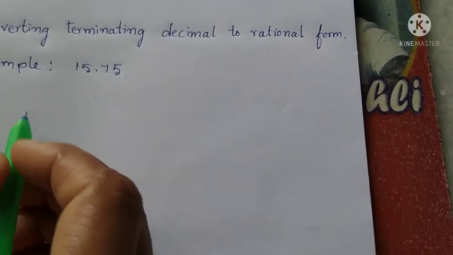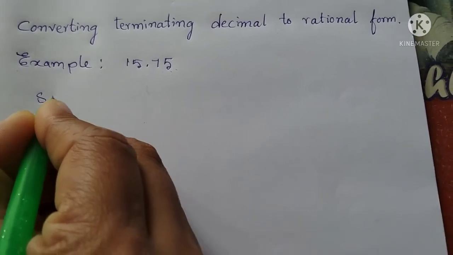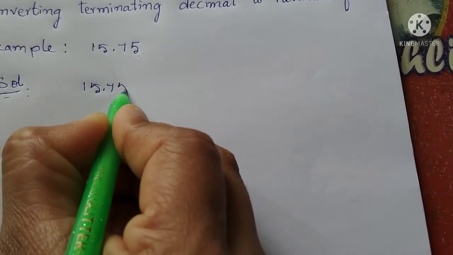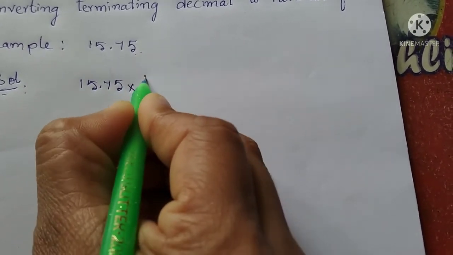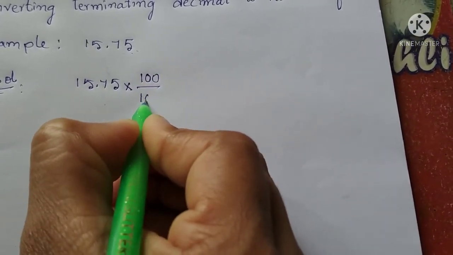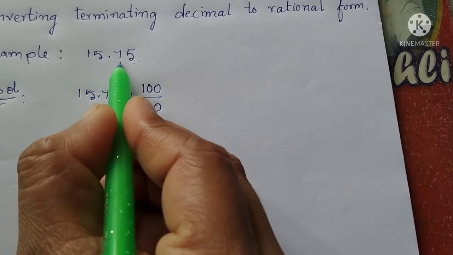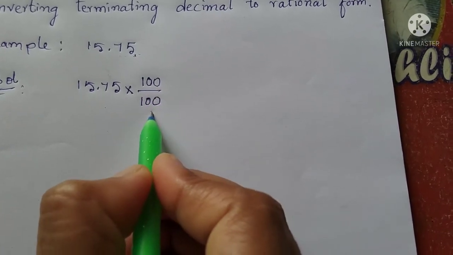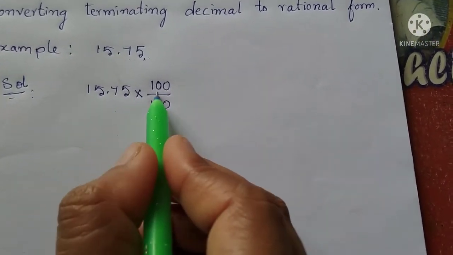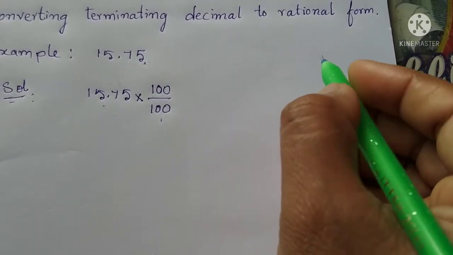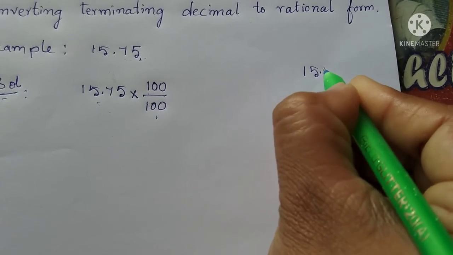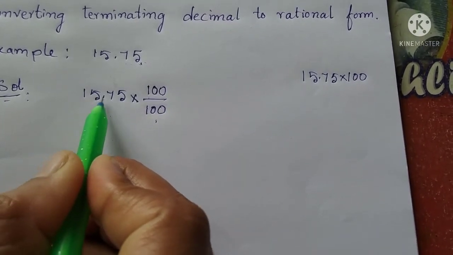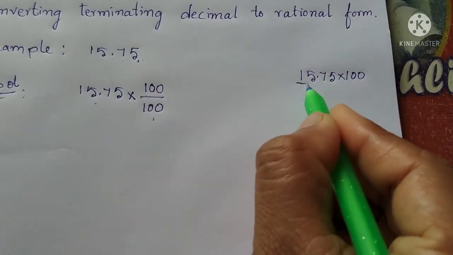Since there are 2 decimals after the point, we keep 1 followed by 2 zeros, so 100. So here write the solution: 15.75 into 100 divided by 100. Because there are 2 decimals, we write 1 after 2 zeros, multiply and divide. Next, multiply 15.75 into 100.